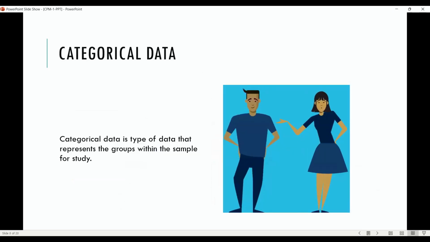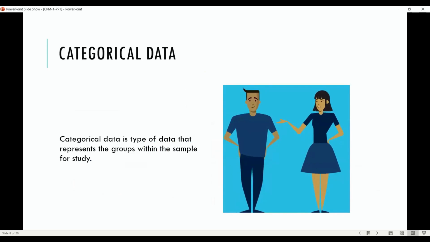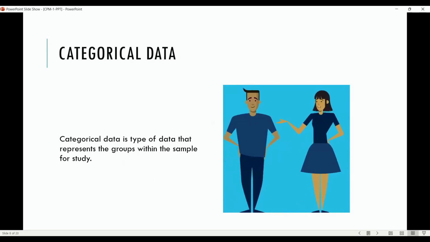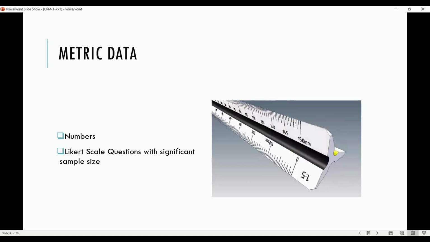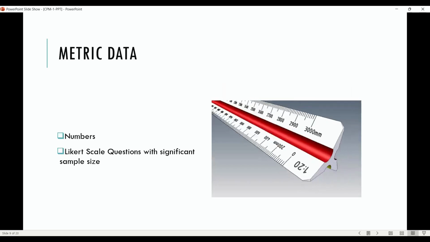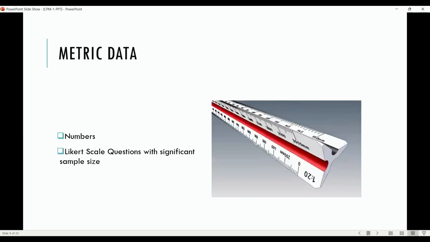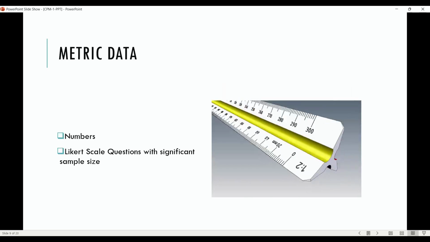And when it comes to statistics, there are only two different types of data. One is the categorical data and the next one is the metric data. So what is a categorical data? A categorical data is any data that deals with groups. And metric data is a data that deals with numbers or any Likert scale based quotient. So this is what it is.